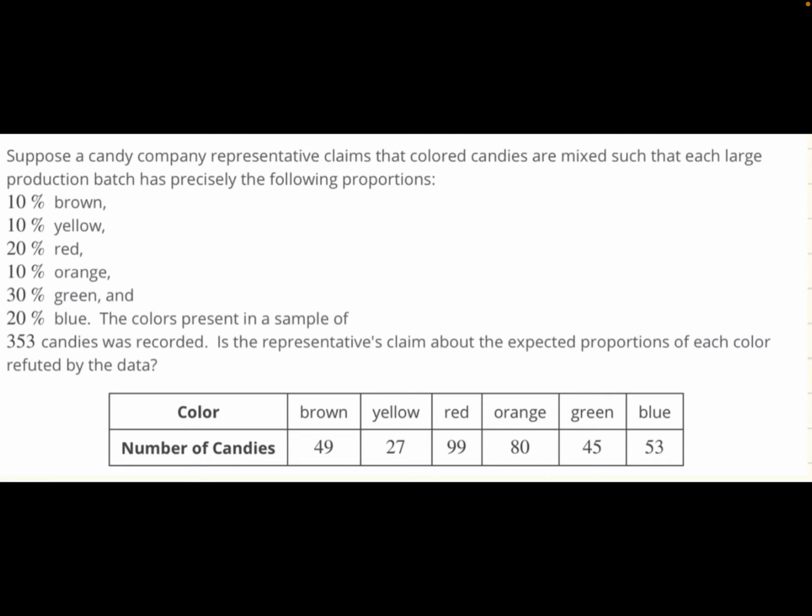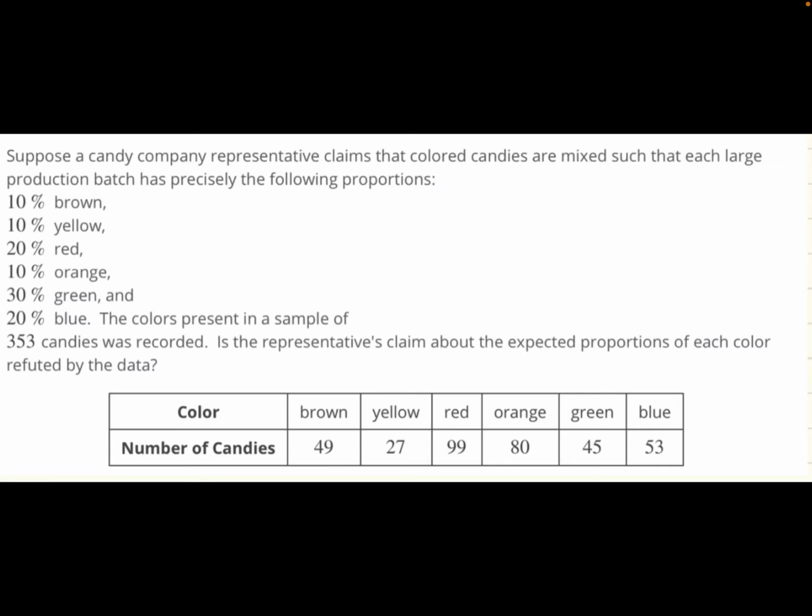What they have then done is they've taken a sample of 353 of these candies and actually recorded how many of those candies there were of each colour. So out of the 353, we have 49 brown, 27 yellow, 99 red, etc. So in that table, we actually have the observed values.